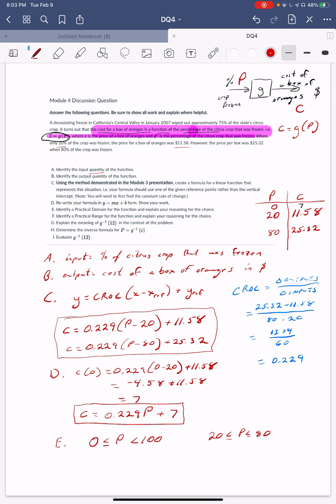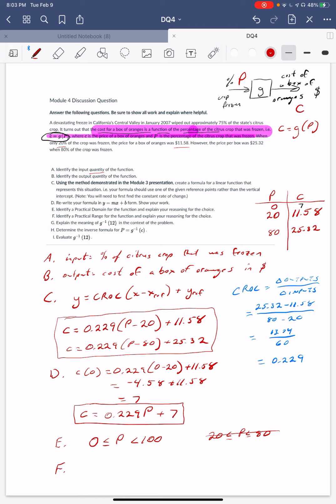What if I'd have given you 20 and 50? It's clear that it's easy to lose more than 50% of your crop. So when you're picking your domain, pick values that make sense for the situation and then justify why they make sense. Okay, so now I'm going to talk about the range.